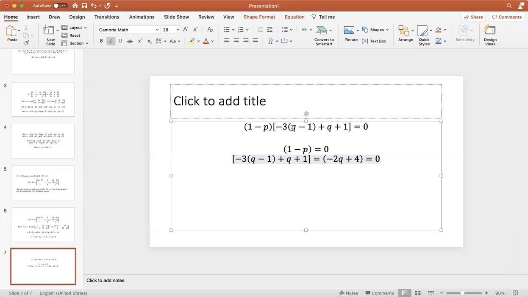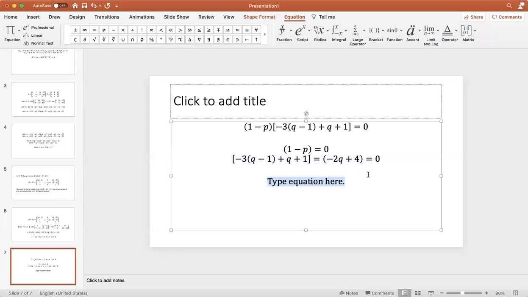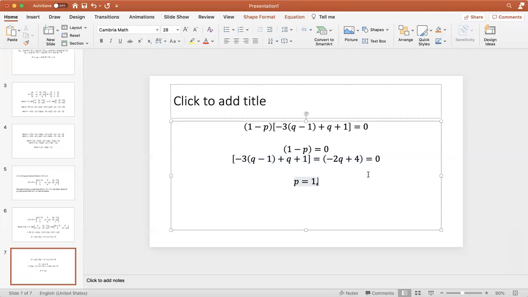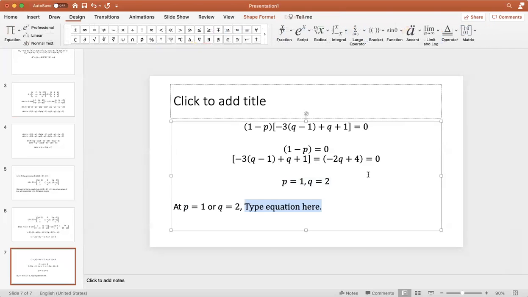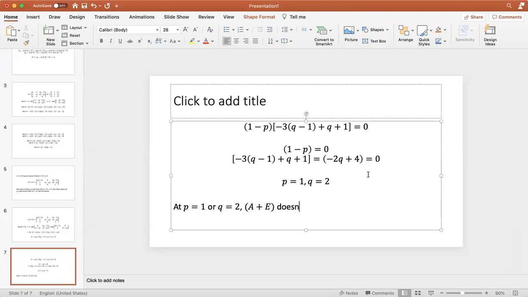And that's basically equal to 0 as well. Kasi nga factor naman to eh. No? So if either one of them is equal to 0, then we can easily solve for P and Q. Okay. Therefore, P is equal to 1 and Q is equal to what? Negative 4 divided by negative 2 equal to 2. Correct. So ano yung sabihin nitong numbers na to? So these numbers indicate that at P equal to 1 or Q equal to 2, A plus E doesn't have an inverse.